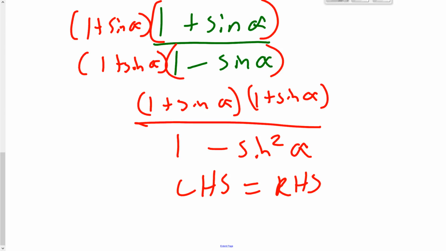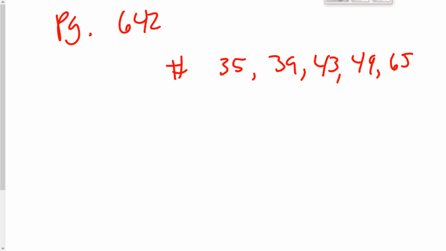Okay, so that's how you do more complicated ones. You have to maybe jump back and forth. So we're going to go ahead and do some problems here. On page 642, there's 35, 39, 43, 49, 65. Okay, so we'll start with number 35.